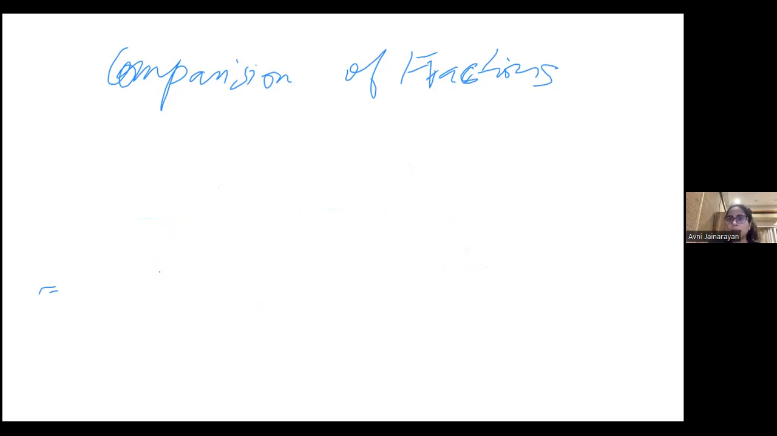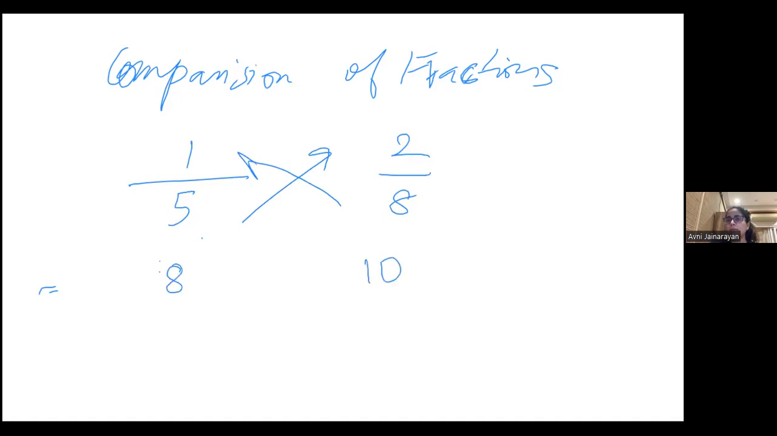How about completely unknown numbers? Like here we have 1 upon 5 and 2 upon 8. Again, you can multiply this by 5, this by 8, and make the denominators the same. But there is another way which you may remember very well. It is known as cross multiplication. Do you remember? This is how we used to do it. 8 times 1 is 8, and 5 into 2 is 10. So this fraction is bigger than 1 upon 5. This is another way to do it.